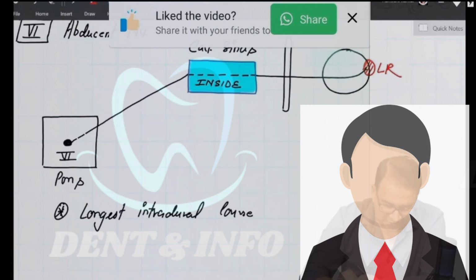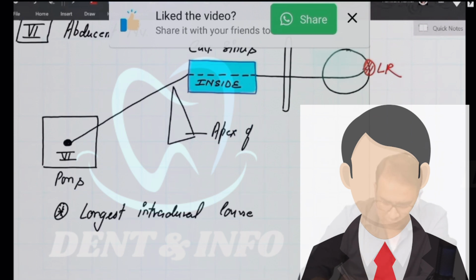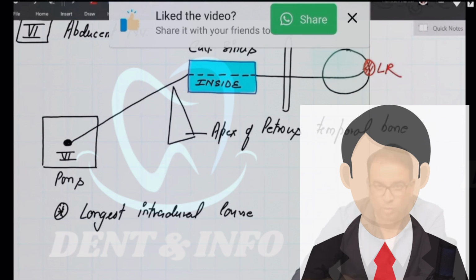Then, when this nerve is having the longest intradural course and it goes above toward the cavernous sinus, what you will see is that the nerve is related to the apex of the petrous temporal bone, which is quite sharp. I'll tell you more about the apex of the petrous temporal bone in the osteology part actually. So this nerve is basically related to the apex of the petrous temporal bone, and this apex, as I drew it over there, is a little sharp.